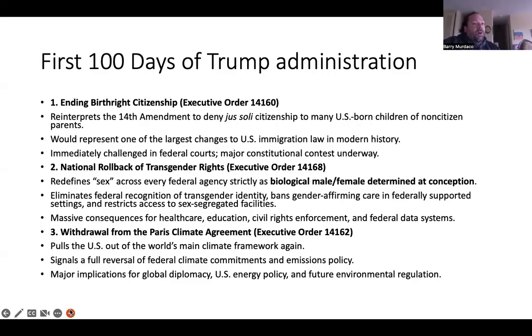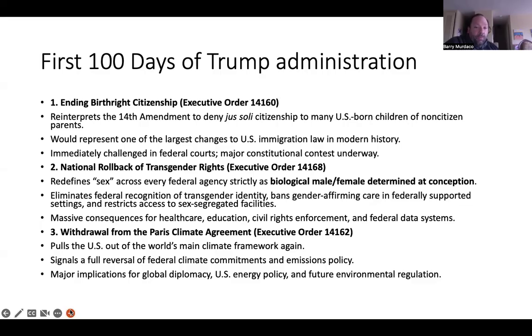So if you're undocumented immigrant parents living in the United States, but your children are born in the United States, those children would be considered citizens of the United States. Trump is essentially trying to end this. This is currently being contested in the courts. And frankly, it's anybody's guess how this is going to play out.